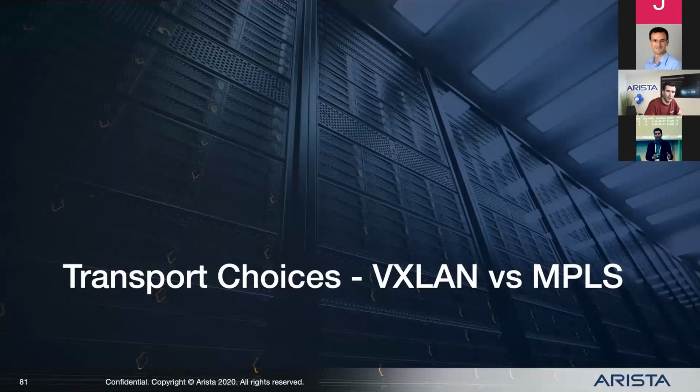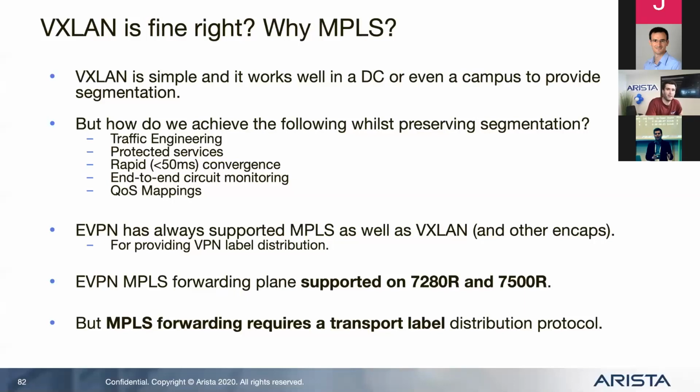So, as I mentioned, VXLAN or MPLS. We've been talking a lot about VXLAN, the ability to run segmentation over an IP infrastructure. It works, it's simple, it works very well in a data center or even in a campus. But why would we need to use MPLS?